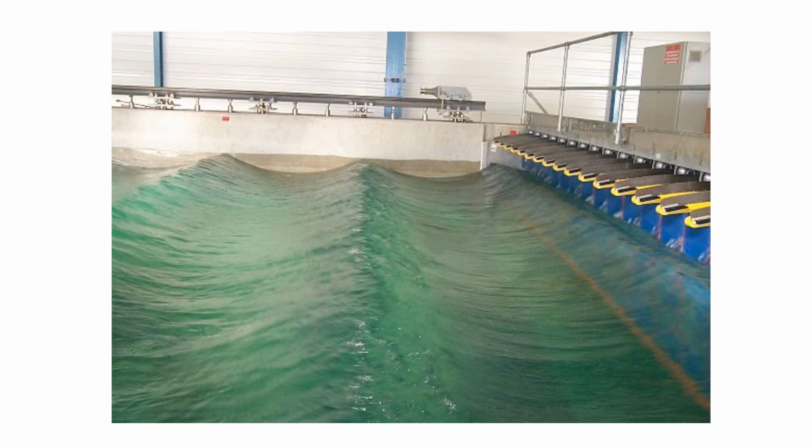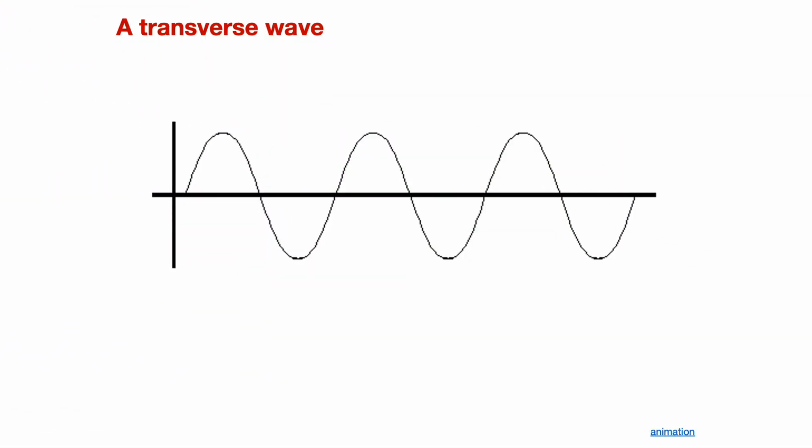Let's have a look at what is going on inside a wave. So let's investigate what we mean by a transverse wave. Well, firstly, you need to be aware of what is meant by the medium. The medium of a wave is simply the substance that the wave travels through. So, for example, if we are considering water waves, as we are, then the medium is water.